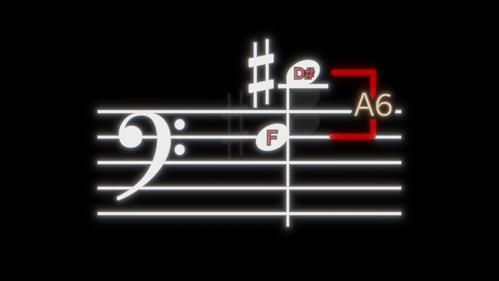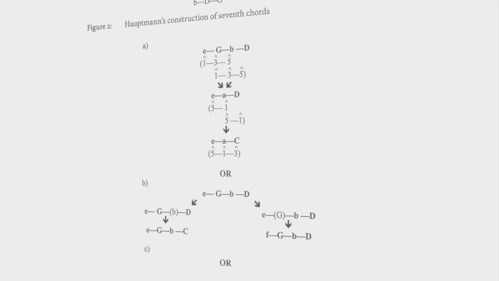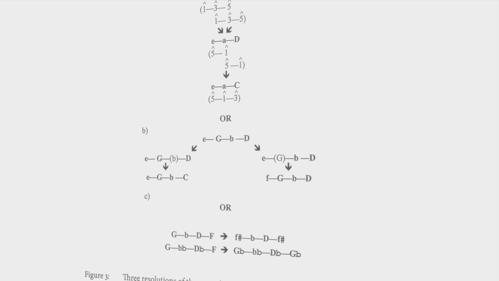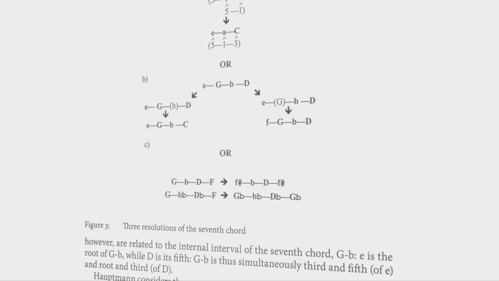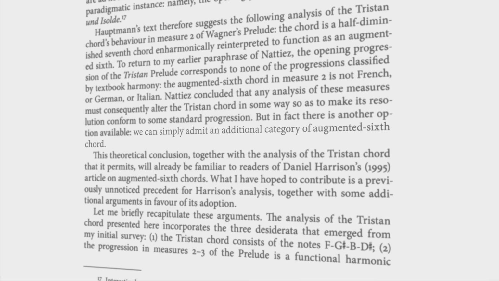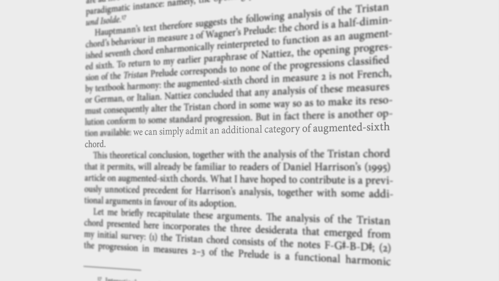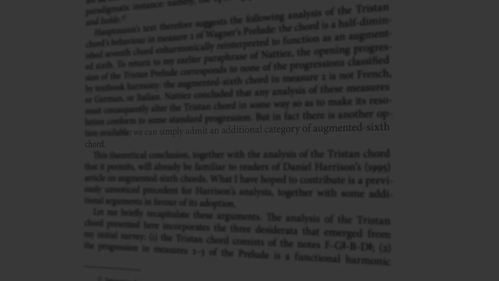And after walking the reader through a relatively obscure theoretical conception of dissonance that was presented in a text from 1853, Martin concludes that we can simply admit an additional category of augmented sixth chord, and brings the matter to a close.